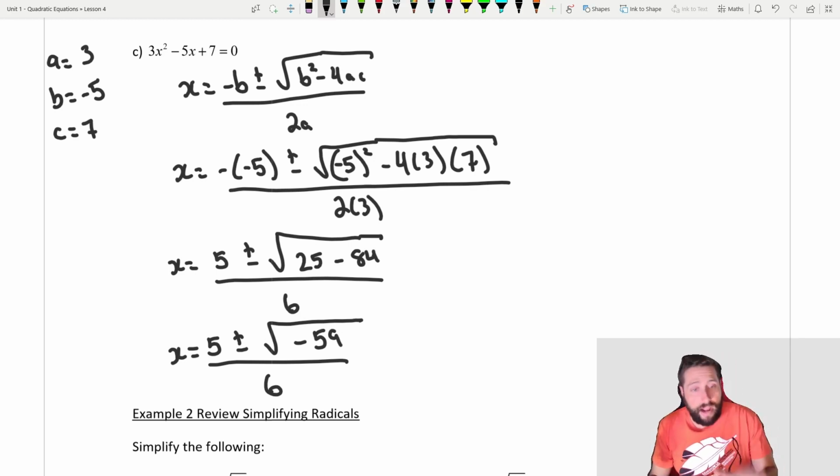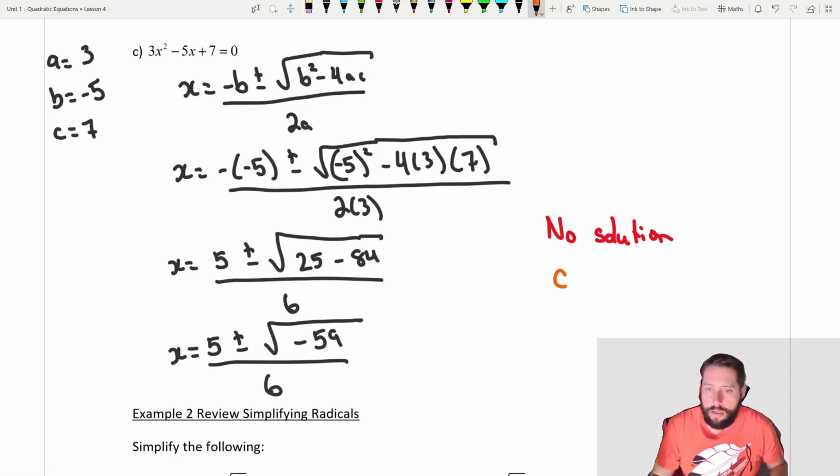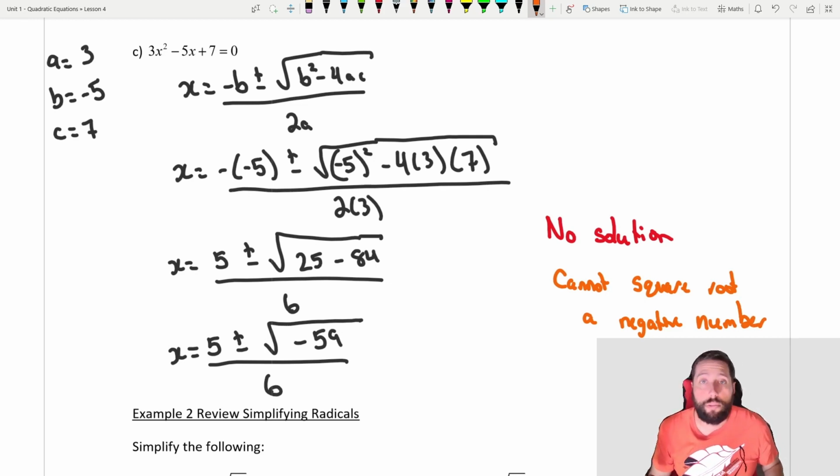No. So if you have a negative under the square root, there is no solution. So you won't have any roots, any zeros, okay? No x-intercepts, okay? So that means there will be no solution. Okay? So let's just make a little note for ourselves. Cannot square root a negative number. So there's no solution to this problem.